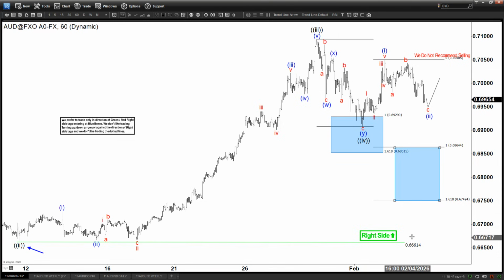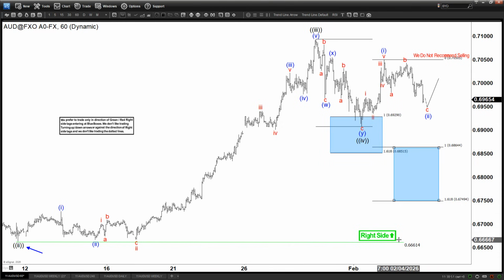So the invalidation level is this one. As long as this level is safe, then we like it higher, right? We like it higher. Now we can go higher from where we are, more or less, or we can do double into this area before we turn higher.